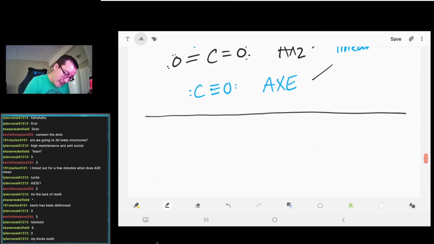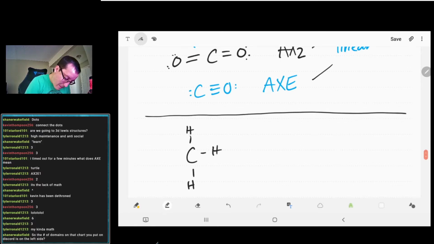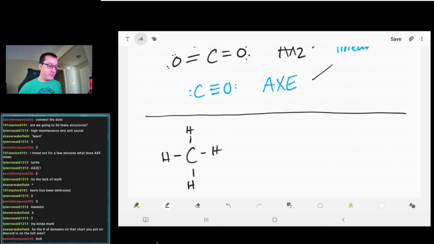How about something like this? If these hydrogens wanted to, yes, the domains are on the left side on that chart. Though they do not have the bond angles, so I'll probably put up another chart that does have bond angles for you guys. Or you can just commit them to memory. We'll make our own chart, by the way, also, but that'll be somewhere in the notes. Okay. Yes, so this would be AX4, right.